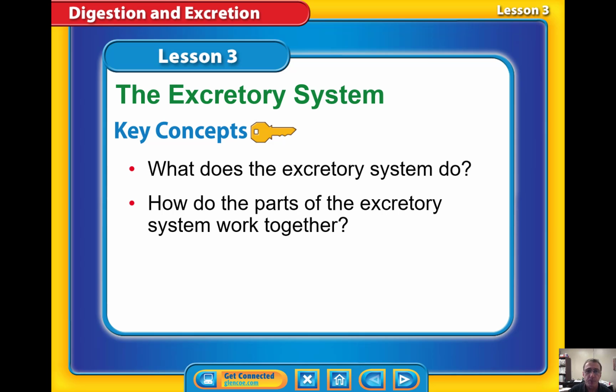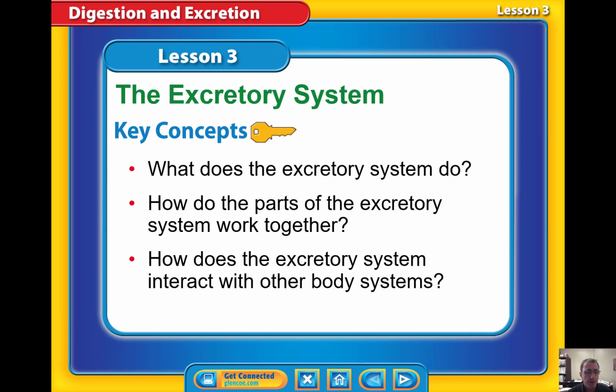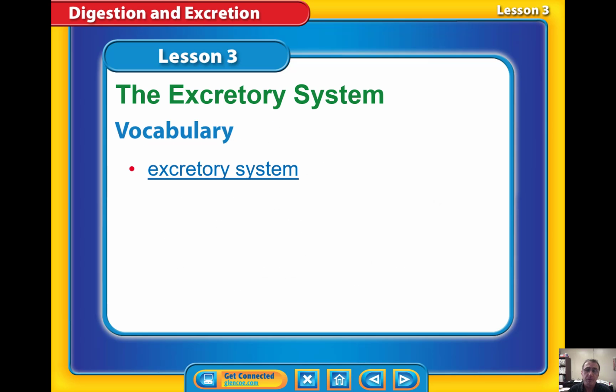Again, we have a system made up of specific organs, and it's important to understand how they all work together and what jobs they do, what function they have. And then how does the excretory system interact with other body systems? We've seen this question a lot so far in our study of the human body. Body systems always interact with other body systems, and it's helpful to know how the excretory system works with those other systems. Here's your vocabulary.